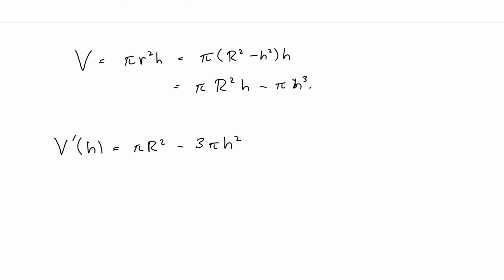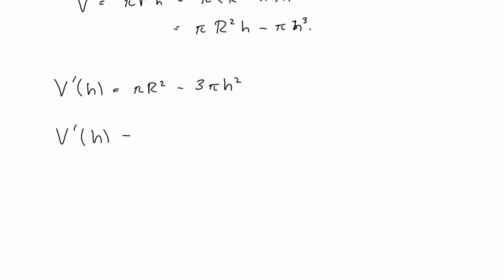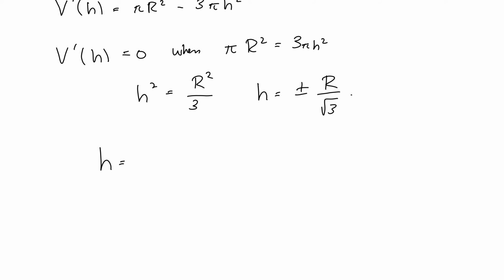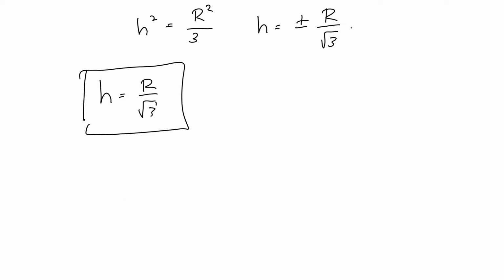Notice this is defined everywhere, so we want to find where it's equal to 0. And so solving this for h, I have h squared equal, the pi's cancel, to R squared over 3, which means h is plus or minus R over square root of 3. Of course, we want positive values here, so I want h equal to R over square root of 3 as my critical number. Now let's check this gives a maximum, and then we'll go back and figure out what little r is.